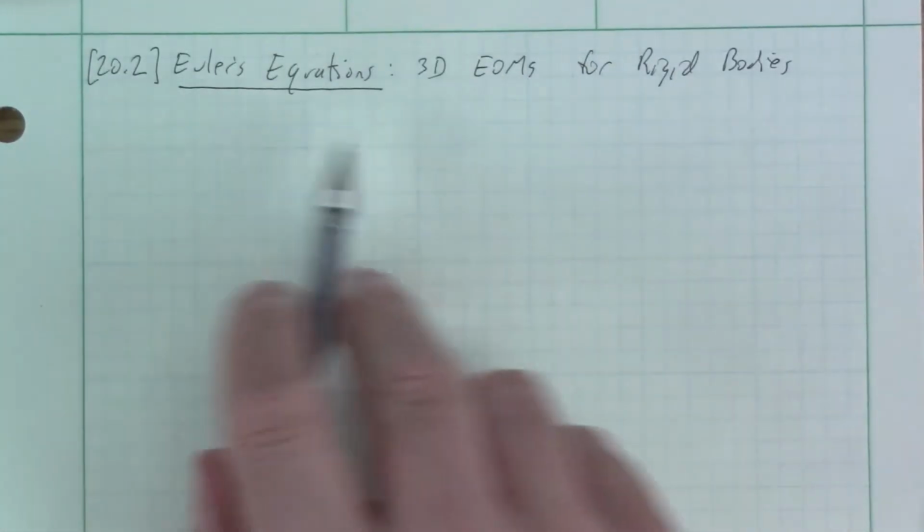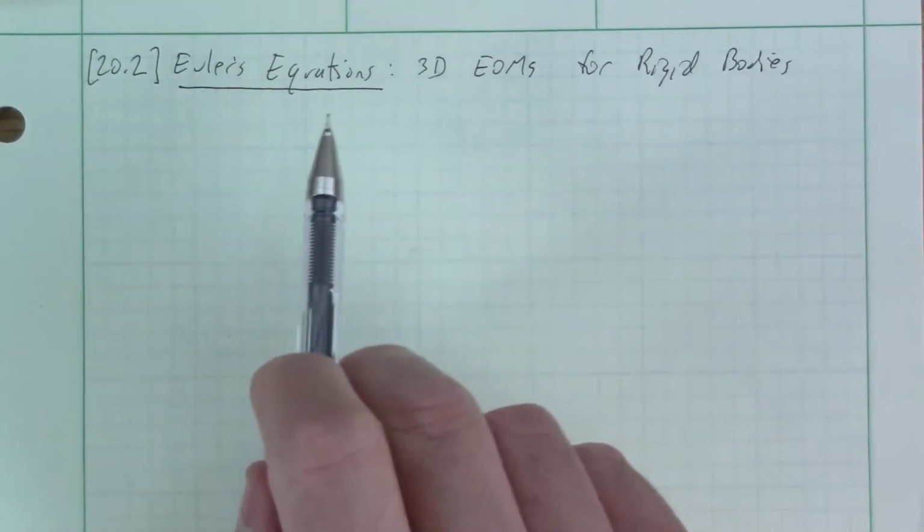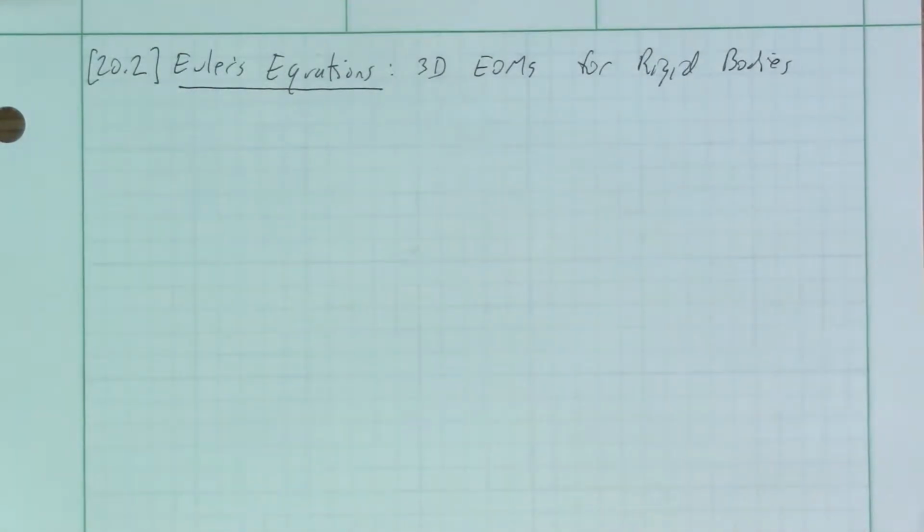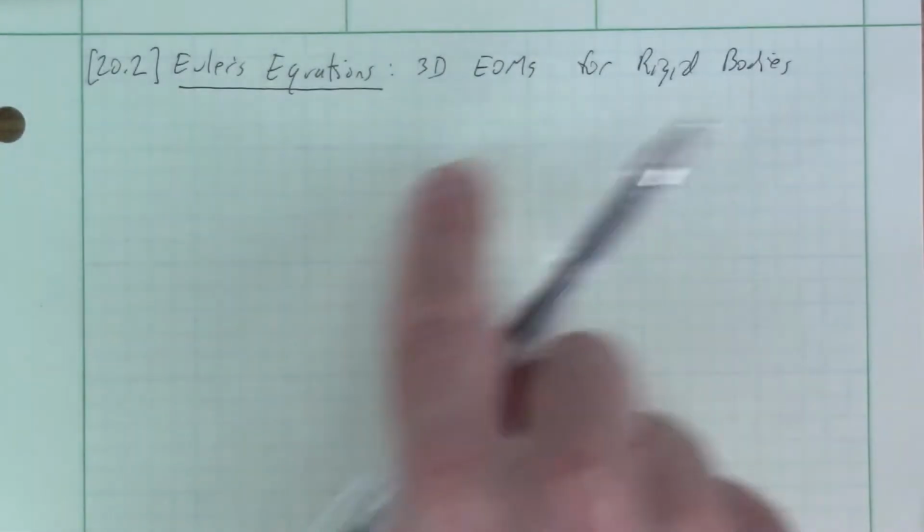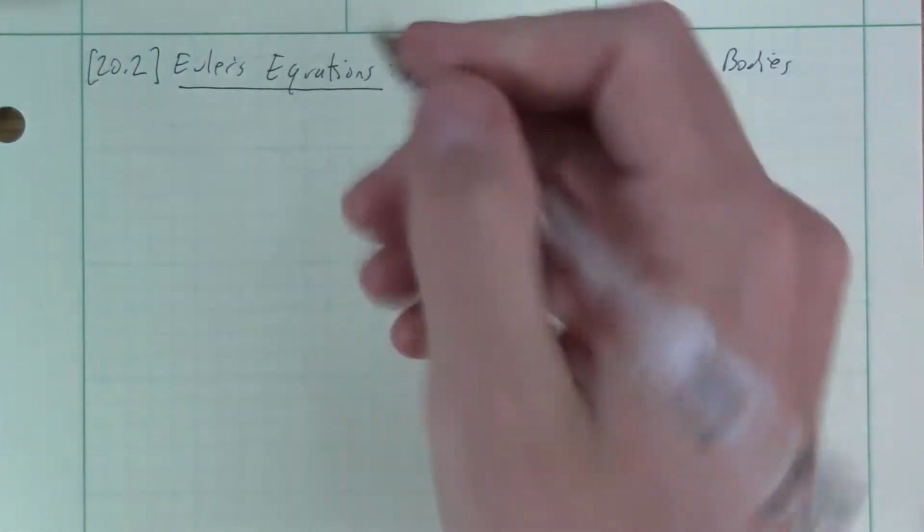Next lecture will be on Euler's equations, which is the last theory of the class, and then we'll wrap it up with a lecture with some examples of these 3-dimensional dynamics problems. Okay.